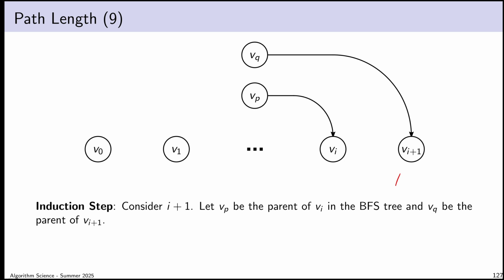Okay, so the induction step is consider i plus 1. So we'll consider V(i+1) in my sequence. Now, we're deep into the BFS tree by now. We're certainly no longer at the root, because we know the root is over here, and we specifically defined i to be greater than or equal to 1, which means i plus 1 is greater than or equal to 2. So we're not dealing with the root, which means it's logical to say that both Vi and V(i+1) have a parent in the tree. Neither of them is the root, so they must both have parents. Let's let Vp and Vq be the parents of Vi and V(i+1), respectively.